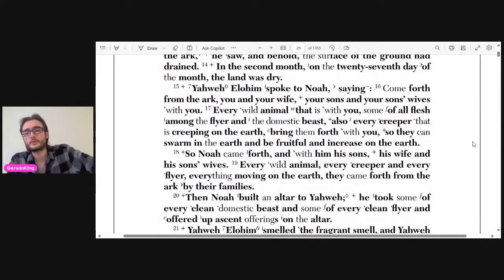Yahweh Elohim spoke to Noah, saying, Come forth from the ark, you and your wife, your sons and your sons' wives with you. Every wild animal that is with you, some of all flesh among the flyer and the domestic beast, also every creeper that is creeping on the earth, bring them forth with you, so they can swarm in the earth and be fruitful and increase on the earth. So Noah came forth, and with him his sons, his wife and his sons' wives, every wild animal, every creeper, and every flyer, everything moving on the earth, they came forth from the ark by their families.